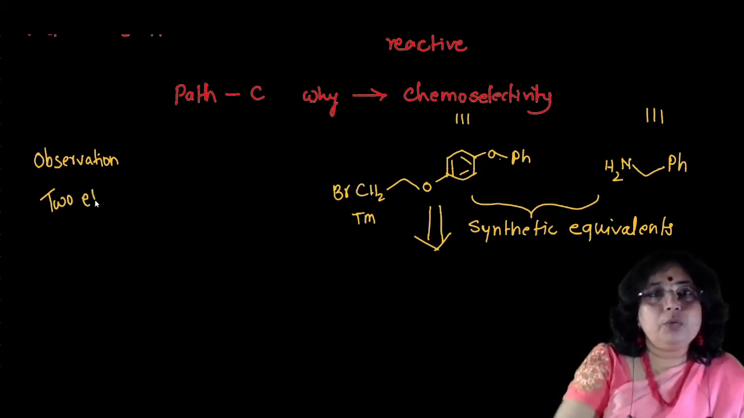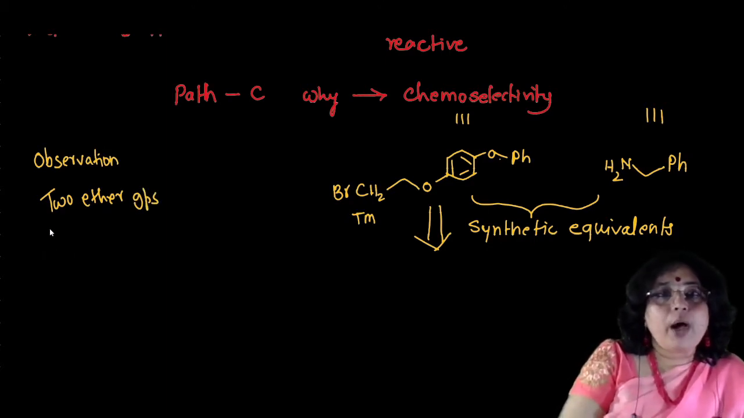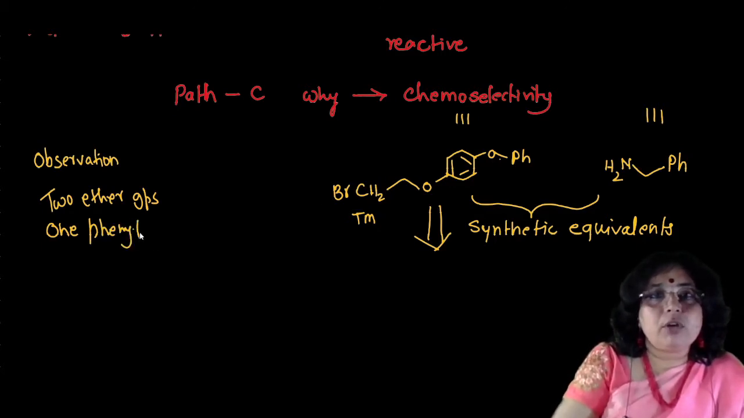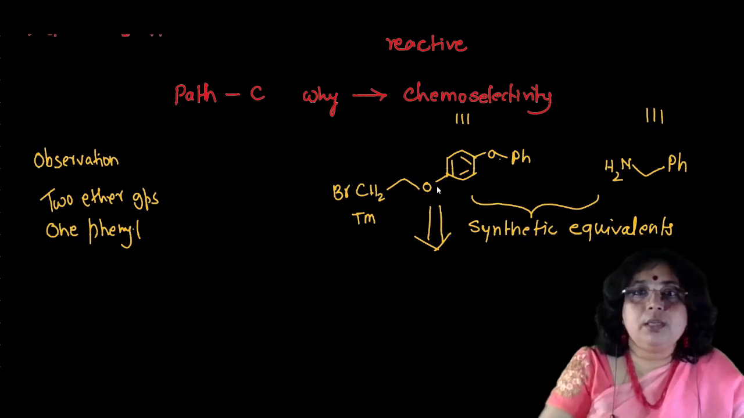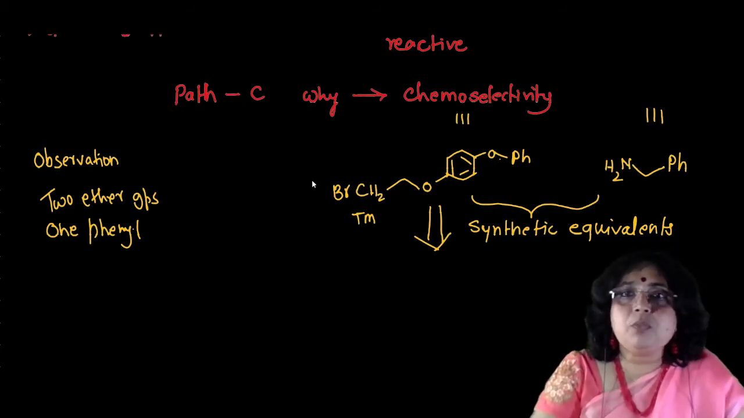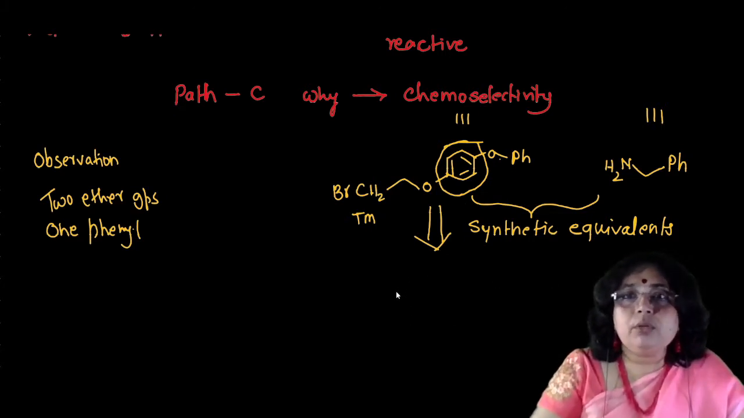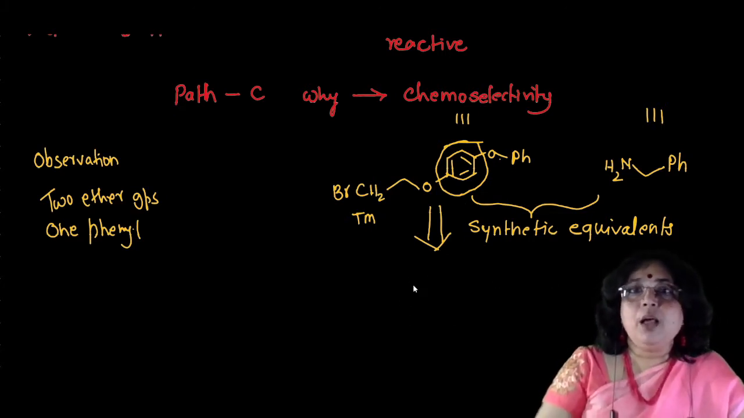There are two ether groups and the one phenyl ring is there. That phenyl ring, which is the central one, I am considering, because in the previous molecule also we have considered only this central one. So this central ring is participating in the retrosynthesis. Now let us carry out the retrosynthetic analysis.